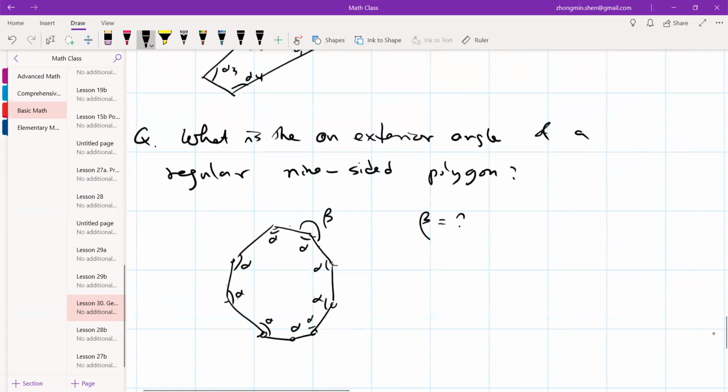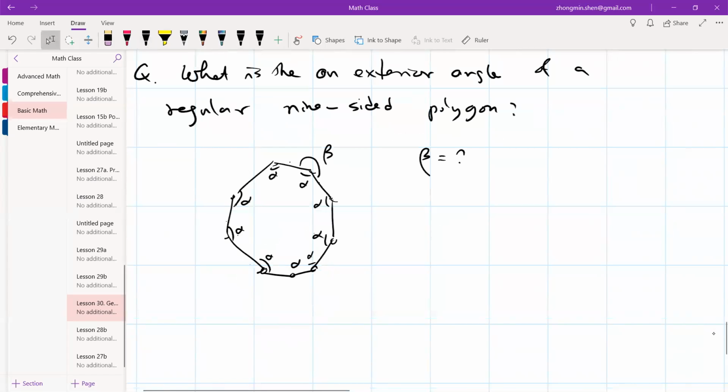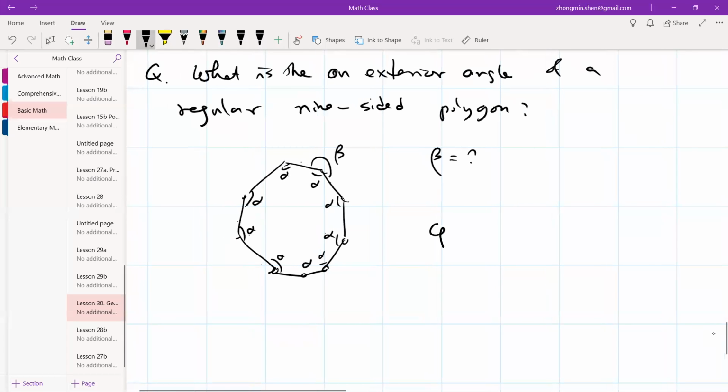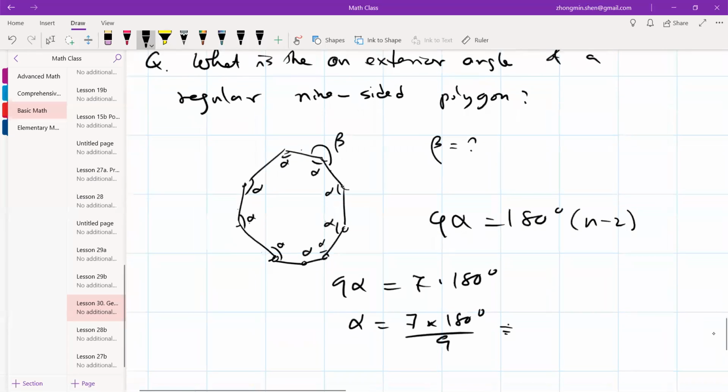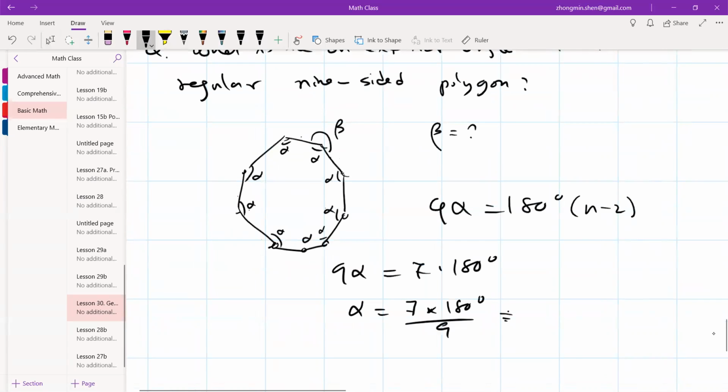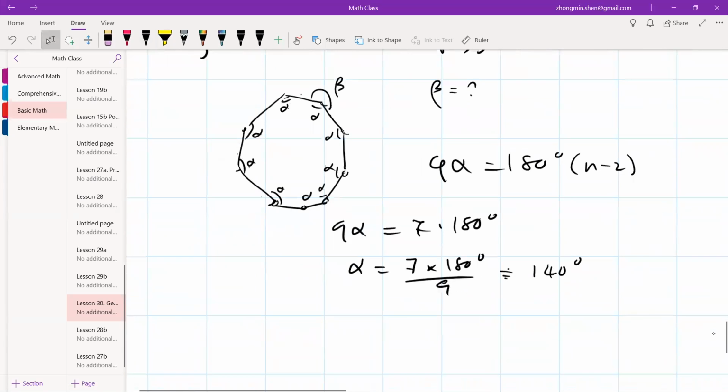Okay, so it has 9 sides, all the angles the same. So 9 alpha equals n minus 2 times 180 degrees, which is 9 minus 2. So 9 alpha equals 7 times 180 degrees. So alpha equals 7 times 180 degrees divided by 9. So that's going to be 20 times 7, 140 degrees. So alpha is 140 degrees, but that is the interior angle. But you have to find the beta. Beta is given by 360 degrees minus alpha.